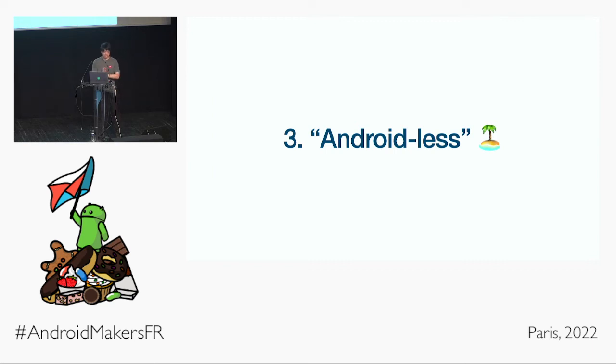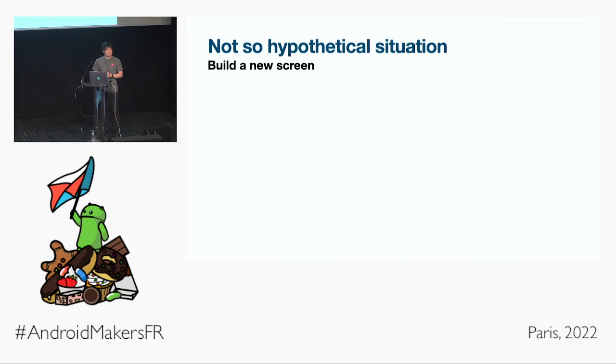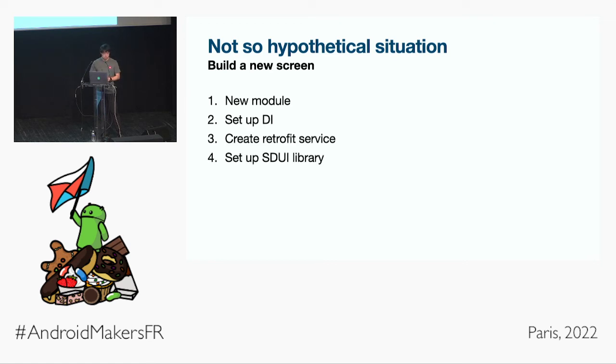Now, last but not least, Androidless. What is Androidless? Imagine again, not so hypothetical situation. Build a new screen. This is so common. You need to build a new screen. And imagine that this new screen is a server-driven UI. And what do we need to do when you build a new screen, if you are in a multi-module? You need to create a new module. Set up the DI. Create the retrofit service. Set up the server-driven UI library, if you have the server-driven UI in place.